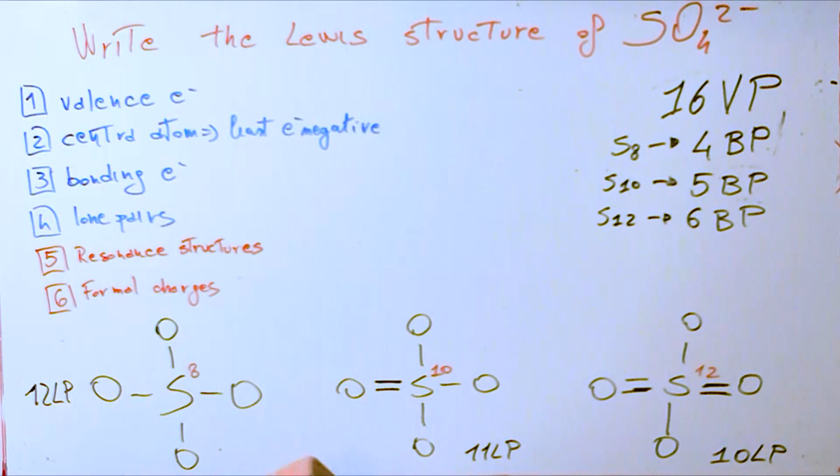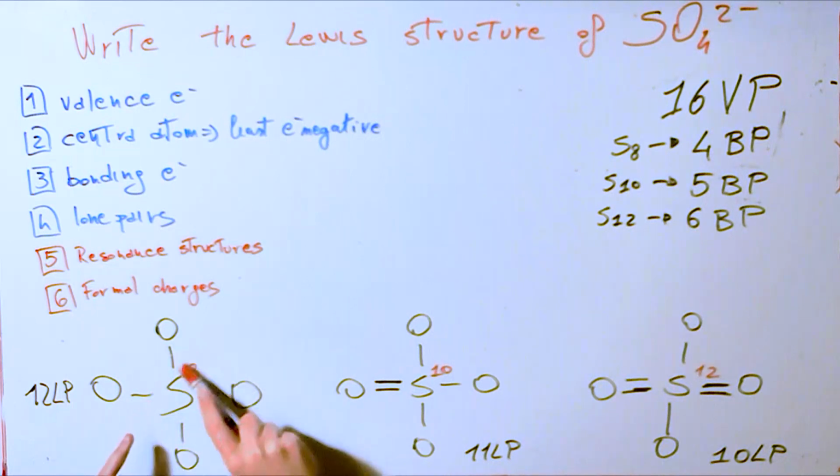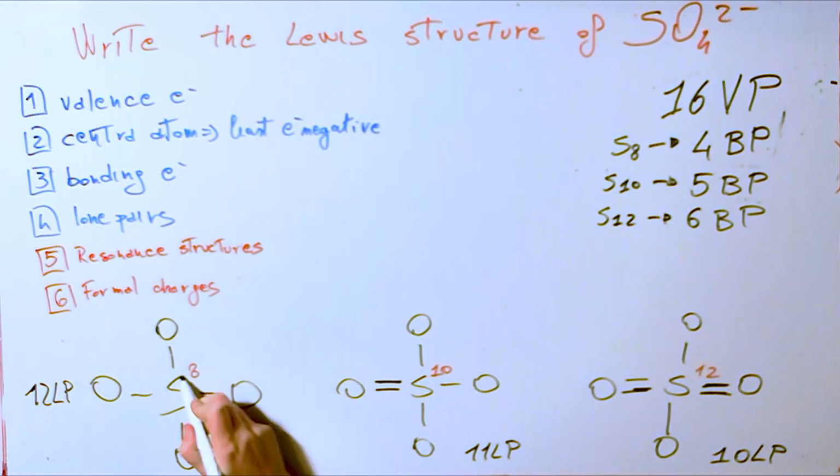Okay, so we have to place 12 lone pairs here. The sulfur has already reached its octet, so we don't have to place lone pairs on the sulfur because we have 2 plus 2 plus 2 plus 2, which is actually 8. So sulfur already follows the octet rule. We don't have to bother about sulfur. We have to now consider the oxygen.